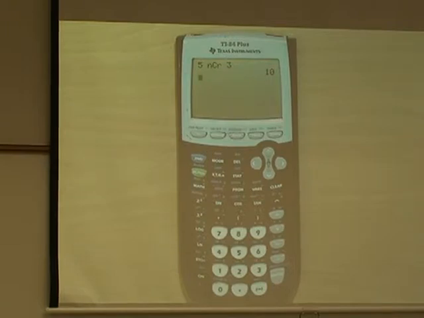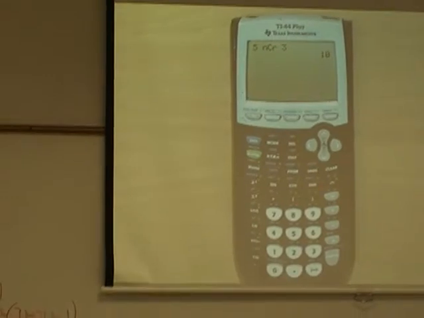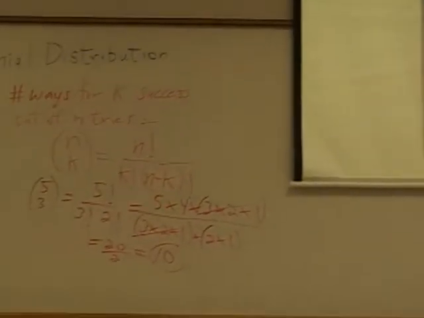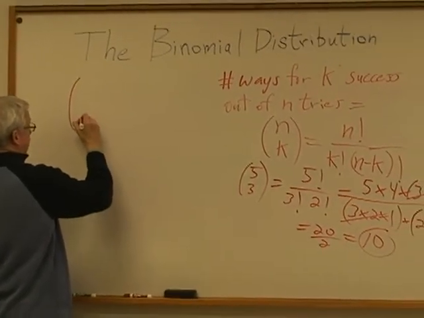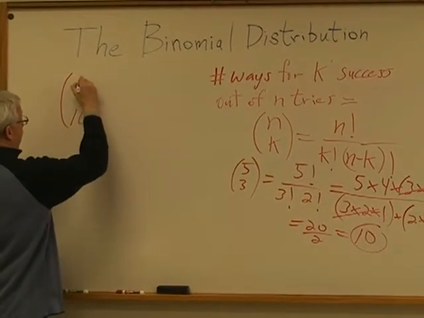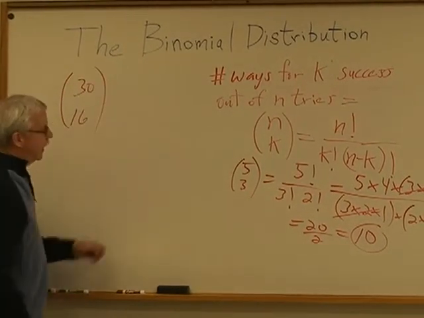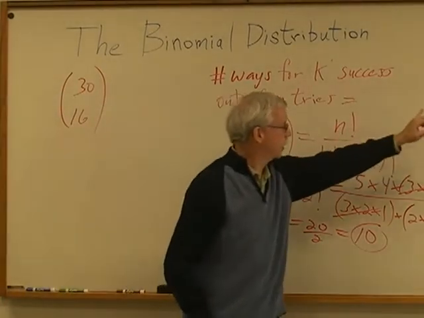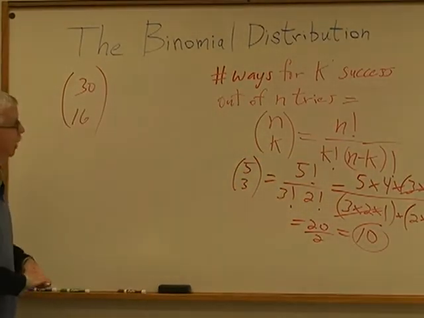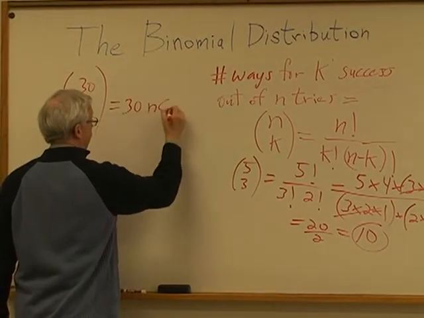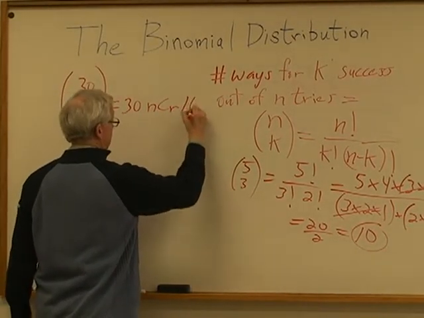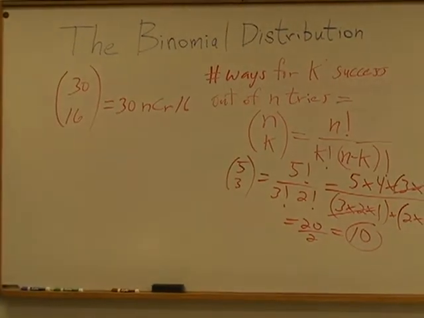So this is really handy when we do something much bigger, like what's the number of ways of getting 16 successes out of 30 tries. That would be 30 times 29 times 28. It's a mess to calculate, but the calculator can do that very simply with 30 NCR 16. I'll illustrate that.